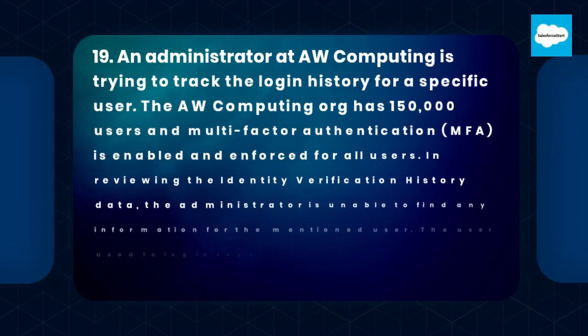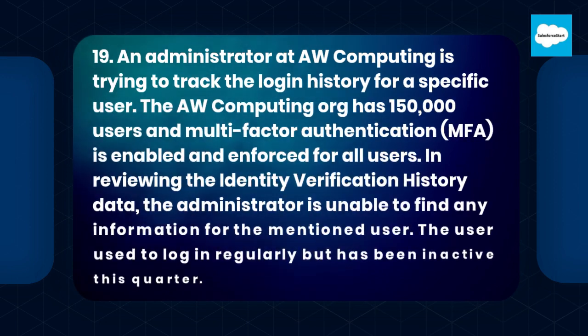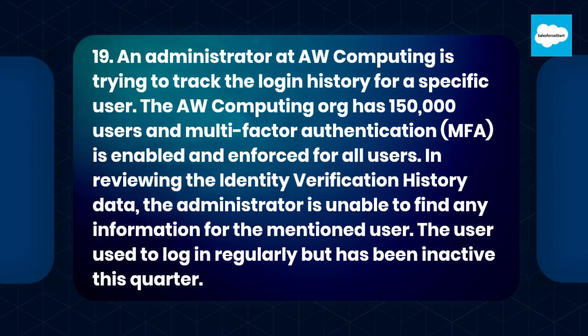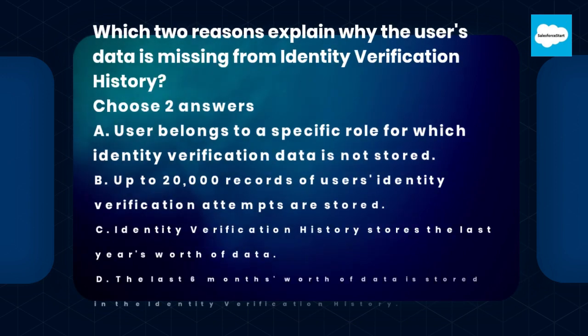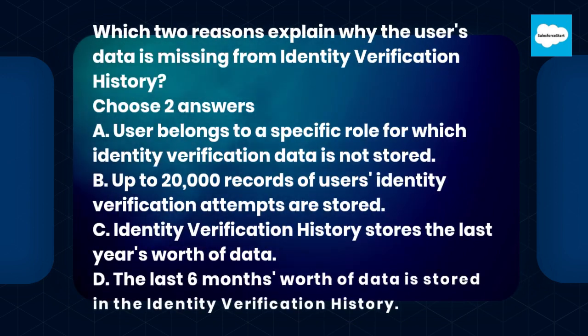19. An administrator at AW Computing is trying to track the login history for a specific user. The AW Computing org has 150,000 users and multi-factor authentication, MFA, is enabled and enforced for all users. In reviewing the identity verification history data, the administrator is unable to find any information for the mentioned user. The user used to log in regularly but has been inactive this quarter. Which two reasons explain why the user's data is missing from identity verification history?